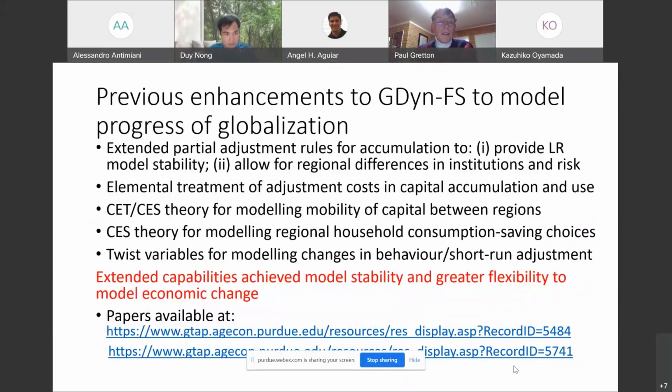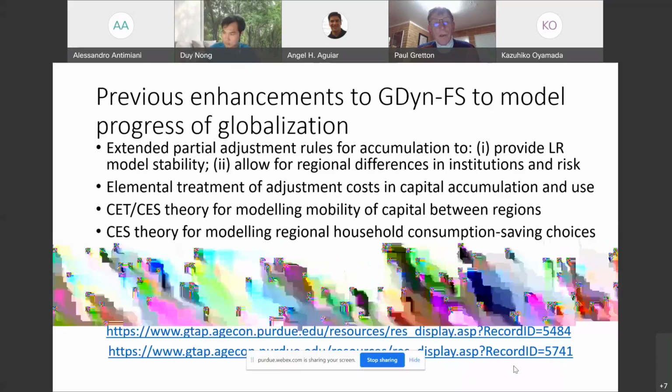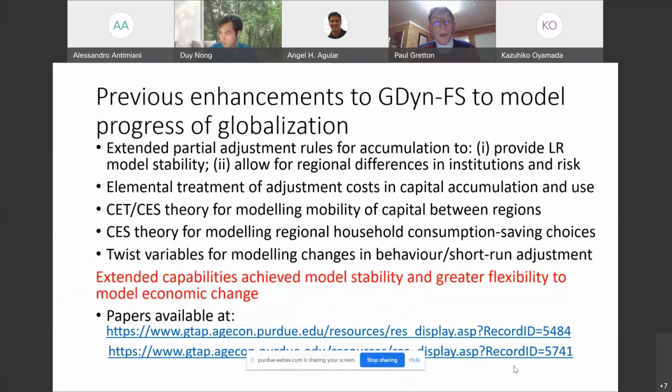Now, what I've done is I've extended the partial adjustment rules for capital accumulation to provide for long-run model stability, which is absolutely crucial. So this model that I'm looking at will basically simulate to infinity without crashing. And there's a particular reason for that, which I'll mention in a moment. And then I've allowed in the exercise for regional differences in institutions and risk, a fairly simple treatment.